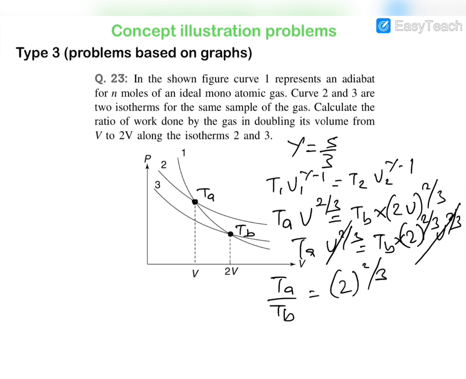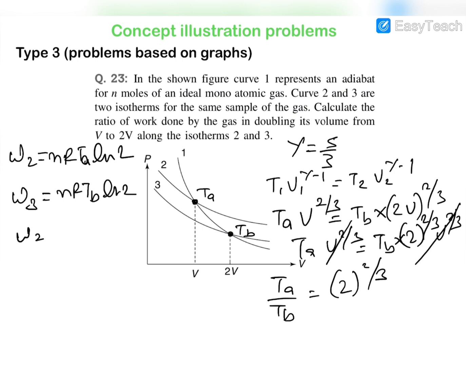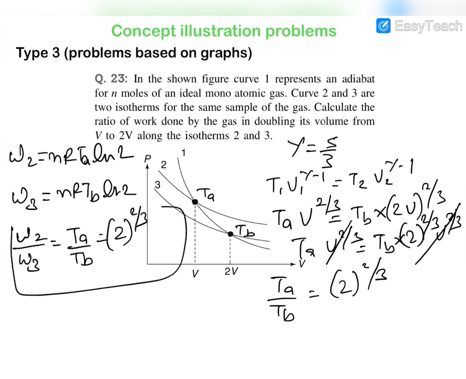Now we know that the work done W2 in this process 2 is an isothermal process, and work done will be nRTA ln2, and work done W3 will be nRTB ln2, and the ratio of work done W2 by W3 will be equal to TA by TB, and TA by TB will be 2 to the power 2 by 3. So this will be the correct answer. Now we move on to the next question.